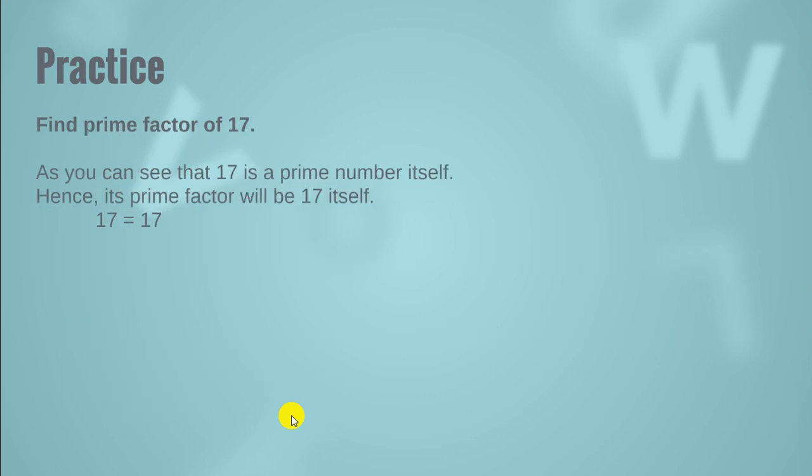Here is another question. Now you need to find the prime factors of 17. You divide it by the smallest prime number, that is 2, and you do not get a whole number. You try 3, 4, 5, 6, 7, and as you can see, 17 is a prime number, so you cannot divide it by anything other than 1 and the number itself. So 17 is the prime factor of 17.